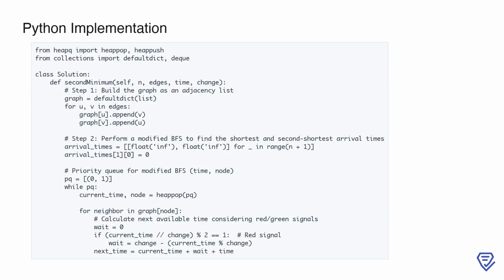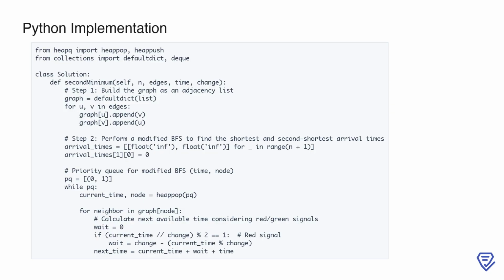To solve the problem, we start by importing the necessary libraries. The heap module will help us efficiently manage our priority queue, while defaultdict allows us to construct the graph as an adjacency list. First, we define our solution class and the second minimum method. Within the method, we begin by building the graph using the input edges. Each node is mapped to its neighbors, ensuring we can traverse the graph later.